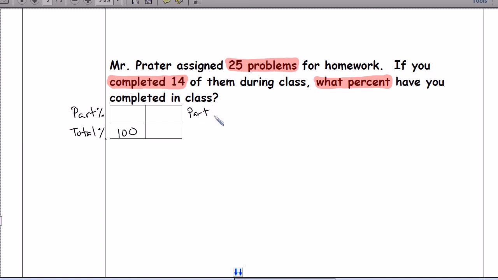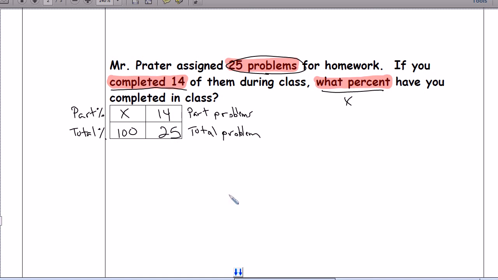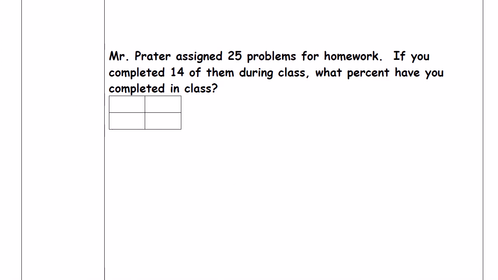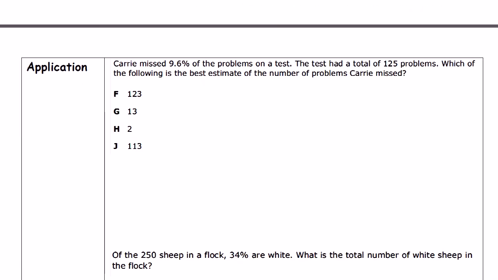And the part over here of the problems. And then this is going to be the total problems. Well, we know the first thing here, that the total problems is 25, so that goes right here. The part of the problems is 14. You only completed 14, and we don't know the percent, so that's your x. So there you go, cross multiply and divide. Okay. All right, let's look at the next one.